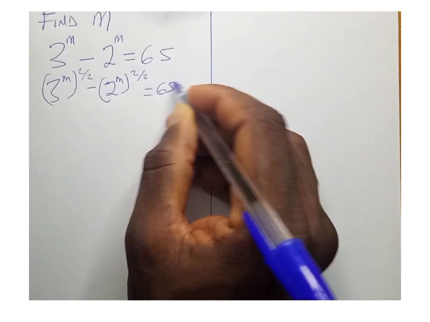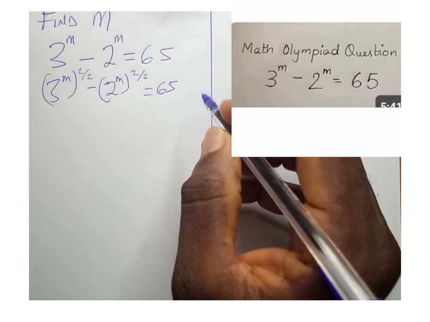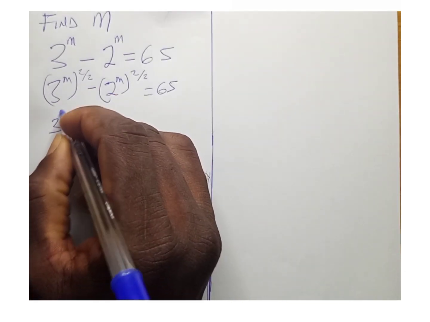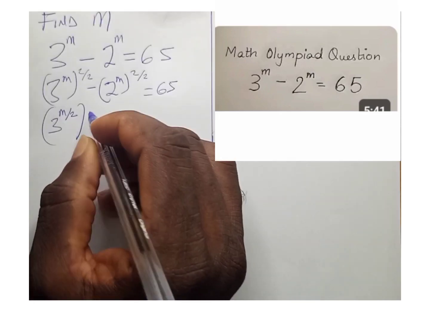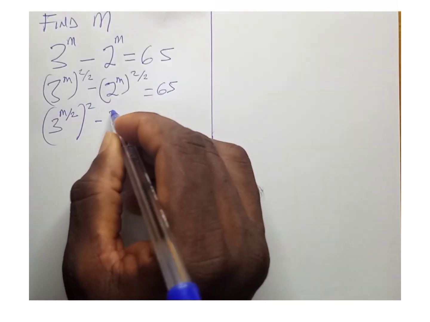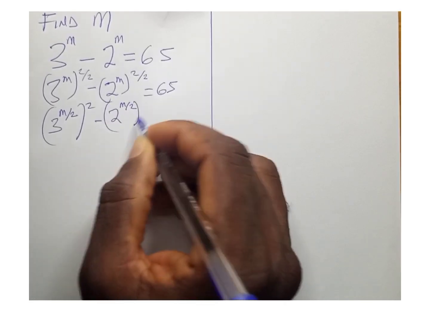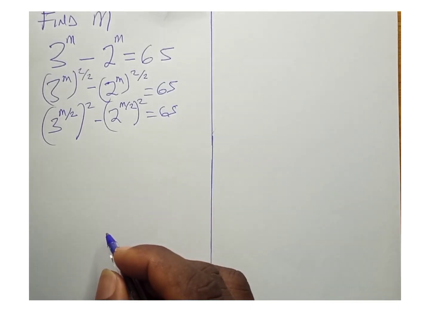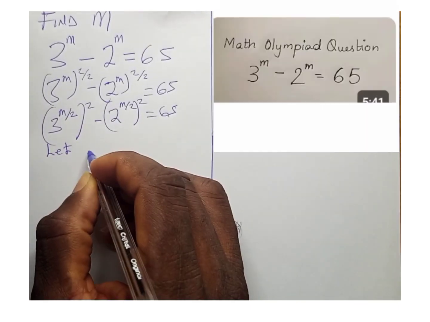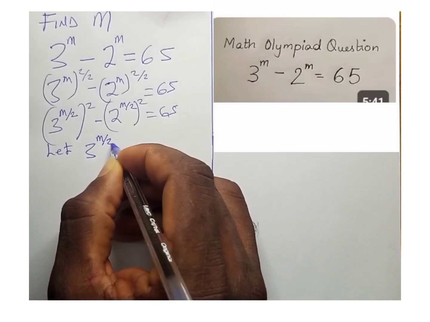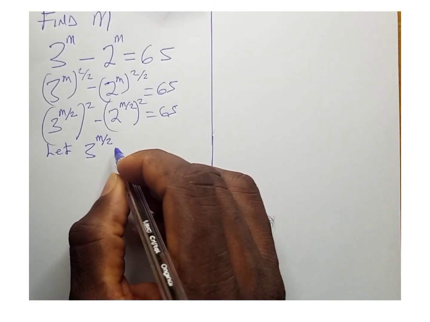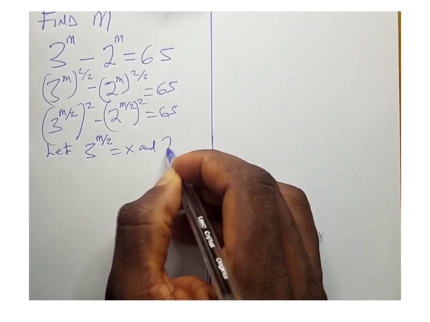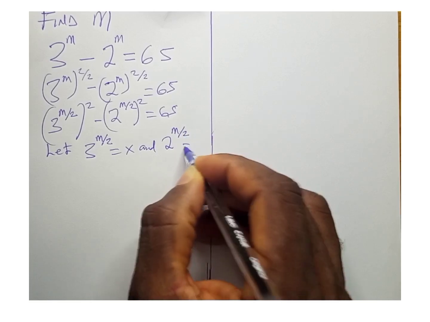equals 65. So if we have that, we can also have something like this: 3 raised to power m divided by 2, all raised to power 2, minus 2 raised to power m divided by 2, all raised to power 2, equals 65. So if we have that result, we can also select 3 raised to power m divided by 2 equals x and 2 raised to power m divided by 2 equals y.